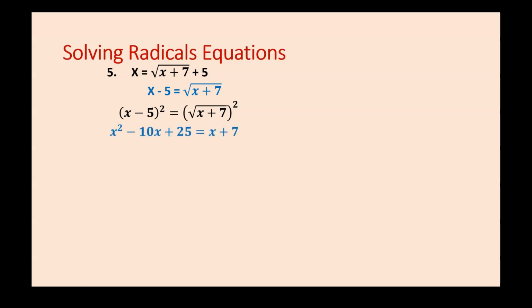So we have to use the FOIL method. I know, we've got to go back to your algebra. We use the FOIL method, first, outer, inner, last, because we know that x minus 5 quantity squared is the same as x minus 5 times x minus 5. So we multiply that out, and we get x squared minus 10x plus 25.